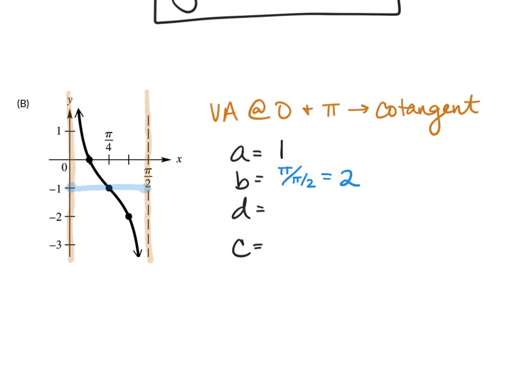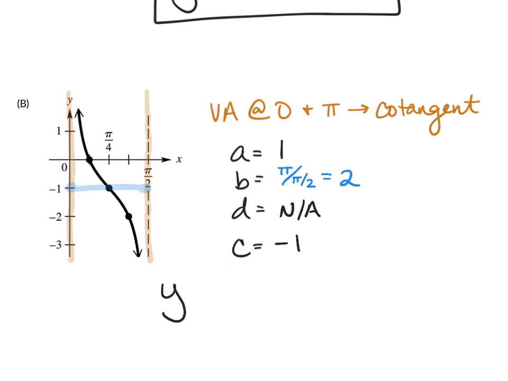Since I have a vertical asymptote at 0, there is no phase shift for this graph. We're not moving it side to side. But there is a change to the midline. If you notice where I highlighted in blue here, where the middle point is, it's at -1, which means this c value is -1.